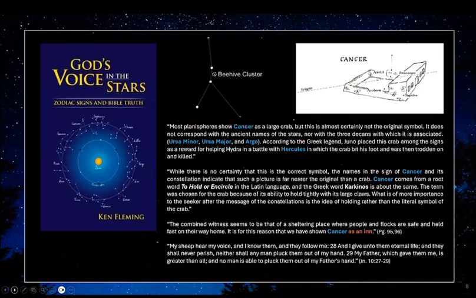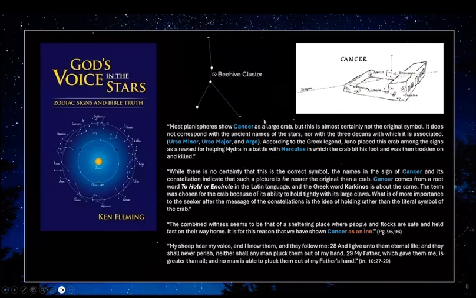So that's interesting. All right, now here's another book, God's Voice in the Stars, Zodiac Signs and Bible Truth by Ken Fleming. And I really wanted to include everything he said about this too, because there's different schools of thought on what this represents. And generally, most people go in this direction of it representing a fold, an enclosure, an inn, a manger, something of that nature, partly because of the two donkeys that are here in connection with this enclosure.